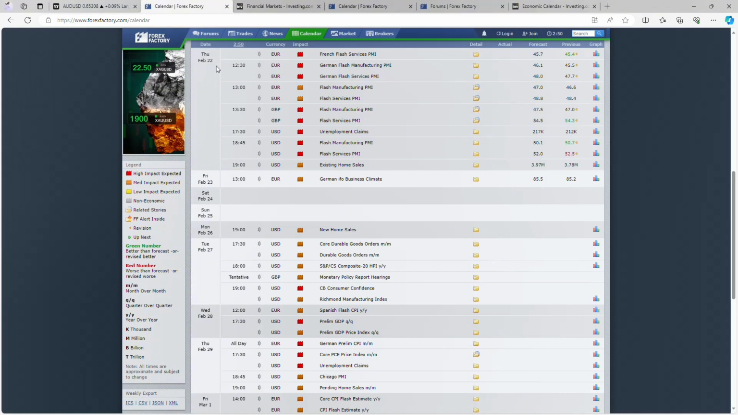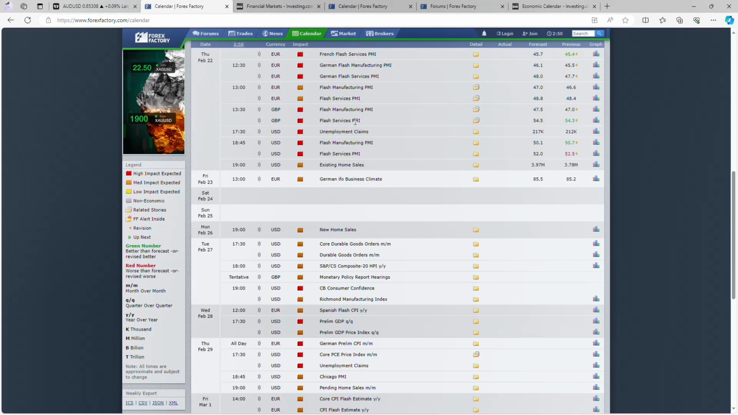So you write the day, the dates, and the time, and then you write the impact, which is red, and then you write the name of the news that is going to be released. If you pay attention, you will realize that particular news events here are always marked in red. For example, you have Flash Services PMI, you see it is in red. Flash Manufacturing PMI, unemployment claims, you see all of this red folder, write the names down.